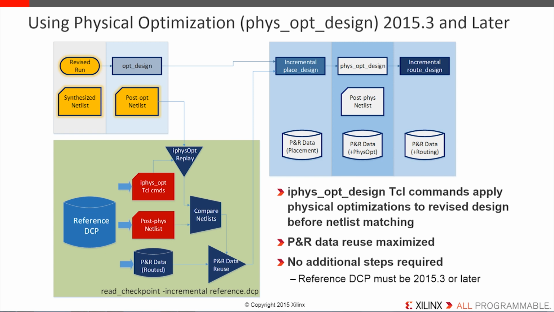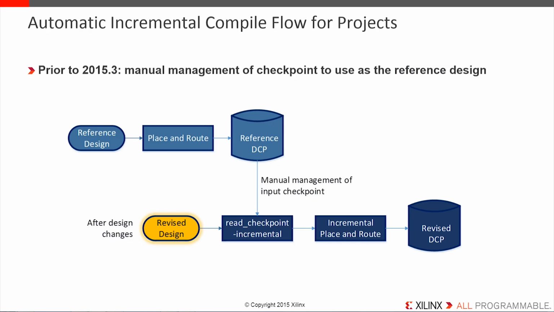Note that phys_opt_design can still be used in the incremental run and will likely run faster with fewer new physical optimization opportunities. Also note any new physical optimizations will be captured so they can be applied in the next incremental compile iteration. More importantly, there are no new steps required to use this feature. All detailed manipulations of the physical optimization data is hidden and automatic. Now we'll take a look at the automatic incremental compile flow for project-based designs.